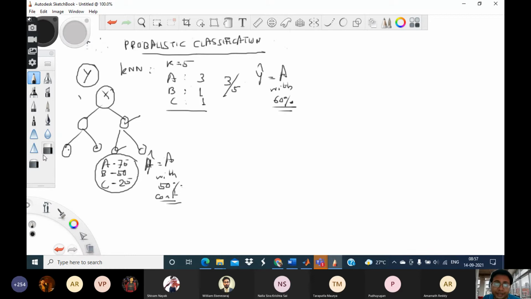So now the question is, can I give a clearer quantification of my confidence? For that, I start with a different methodology for probabilistic classification. Let us start with a simple example of binary classification, where there are two classes.